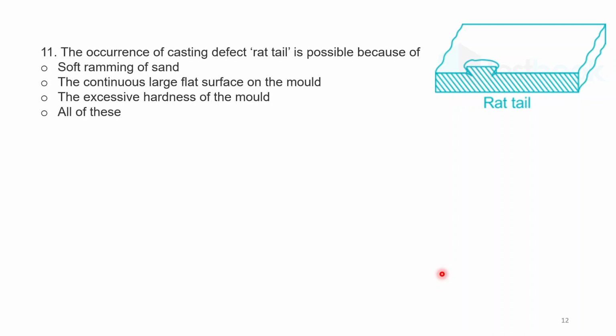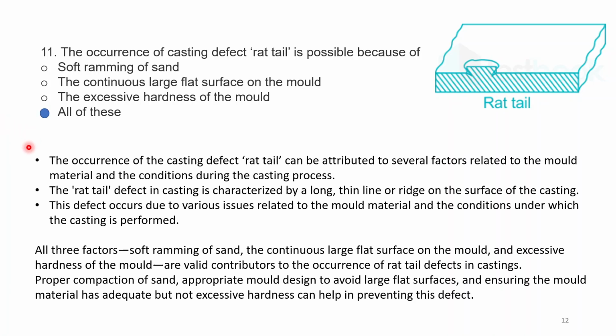Next question is, the occurrence of casting defect red tail is possible because of, your options are soft ramming of sand, the continuous large flat surface on the mold, or the excessive hardness of the mold. So the answer will be all of these.